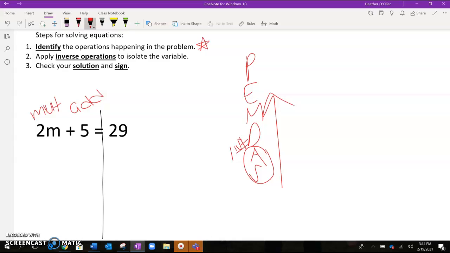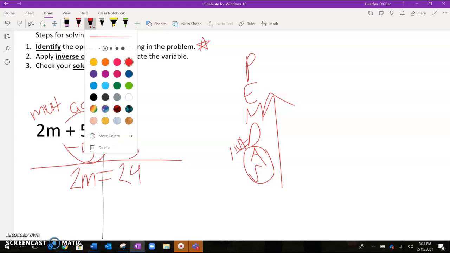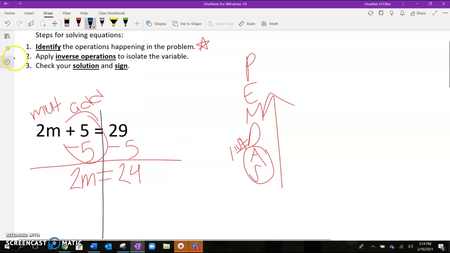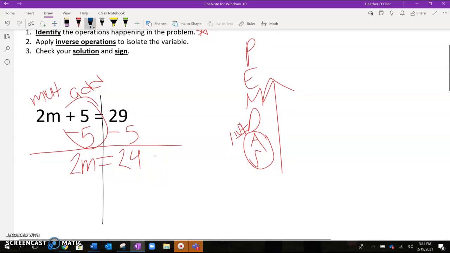Okay, so the opposite of adding 5 is subtracting 5 from both sides. 5 minus 5, that makes 0. So I bring my 2m down, and 29 subtract 5, that's 24. And so now I can do the inverse operation of multiplication. Divide by 2, divide by 2.